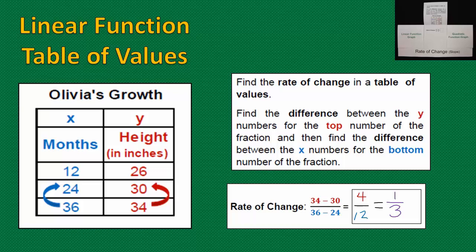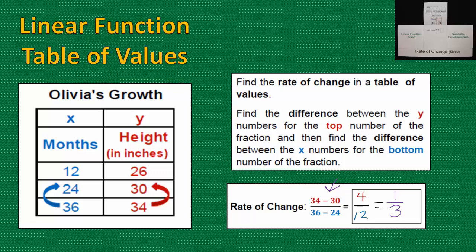Find the rate of change in a table of values. Find the difference between the y numbers for the top number of the fraction, and then find the difference between the x numbers for the bottom number of the fraction. So in this example, for our rate of change, we are subtracting 34 minus 30, and then we are subtracting 36 minus 24. We got all of that from our table of values.